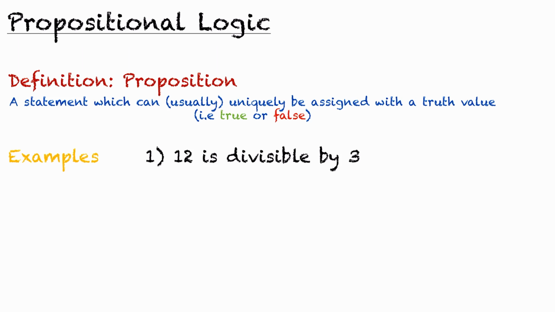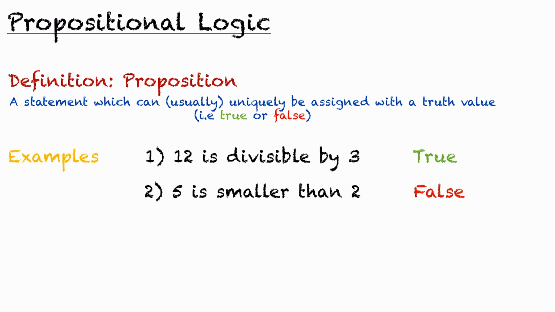First example is the proposition 12 is divisible by 3. We know that 12 divided by 3 is 4, so this is a true statement. Second example, 5 is smaller than 2. We know that 5 is not smaller than 2 because 2 plus 3 equals 5. So this is a false proposition.